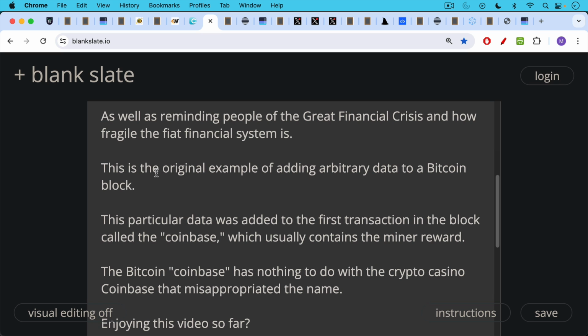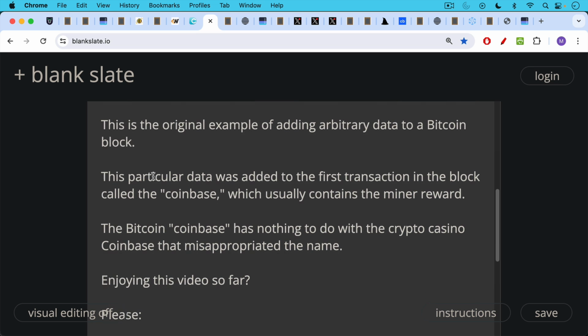Note that Bitcoin Coinbase in a block has nothing to do with the crypto casino Coinbase that misappropriated the name, along with misappropriating so many other things.